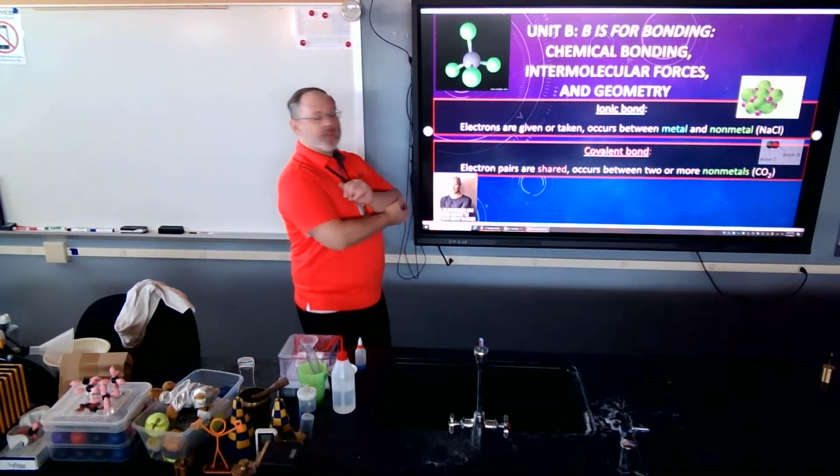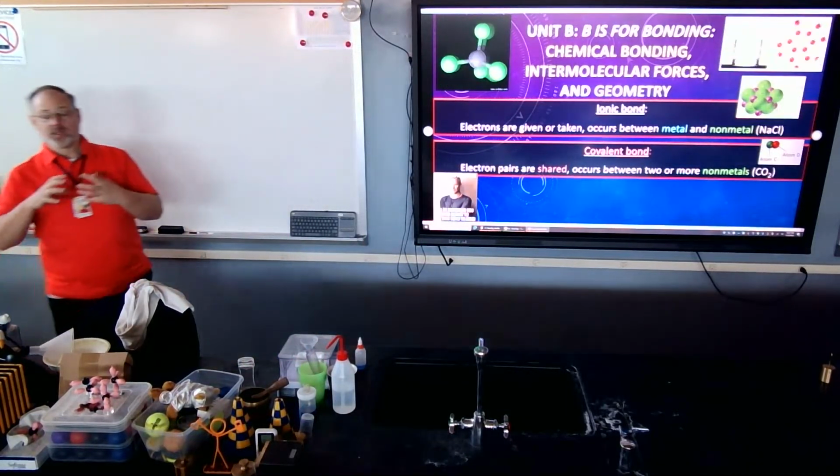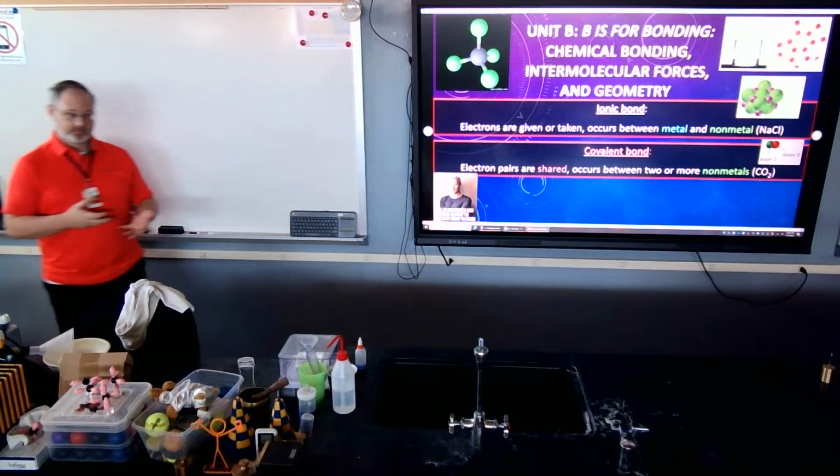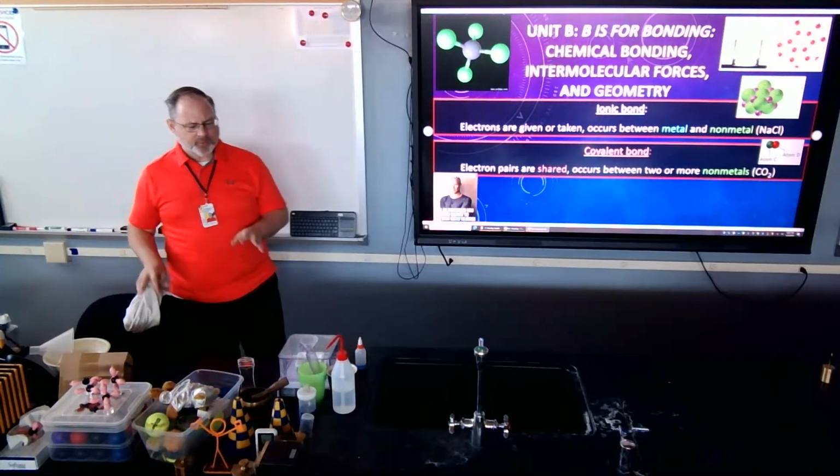The second way is a covalent bond. In a covalent bond, electrons are shared. We spend a lot of time in covalent bonds in this unit. And here's how it works.